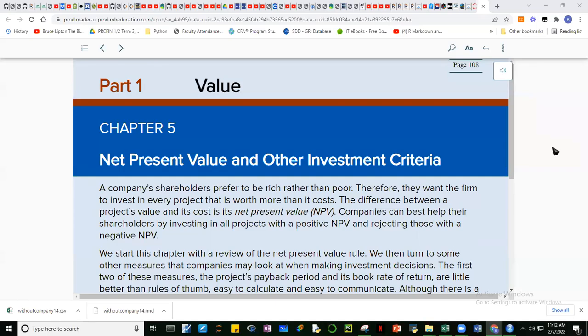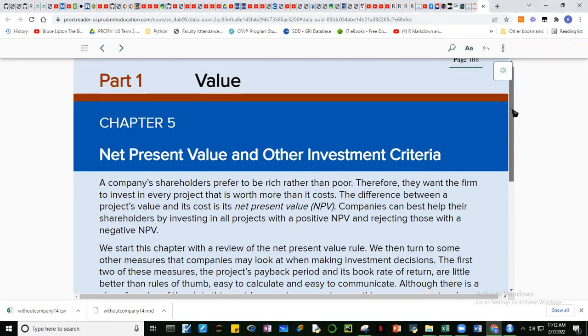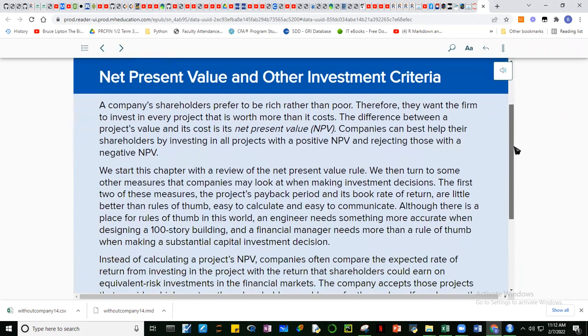Today we're going to discuss one of the last two topics, and this is capital budgeting. The other one will be discussed on Wednesday, which is cost of capital. Capital budgeting is in chapter 5 and 6 of your textbook. Okay, so please read through this.